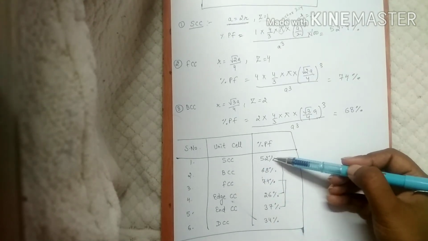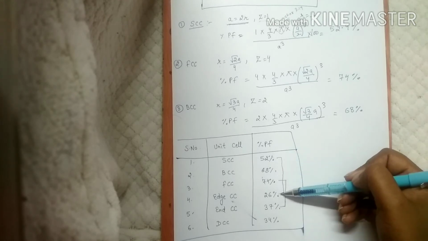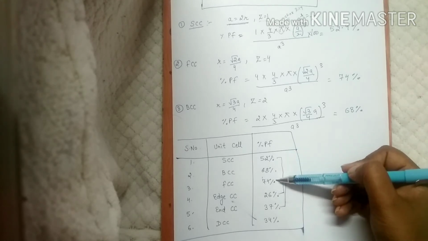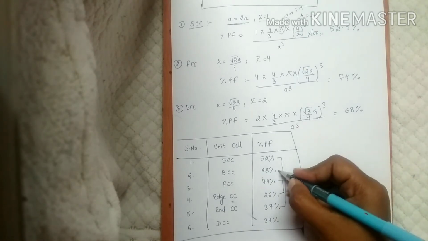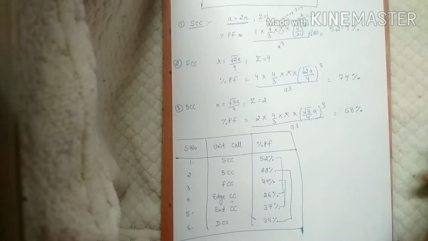So almost half the value of SCC is of BCC, half of FCC is of DCC, and half of BCC is your DCC. Okay.